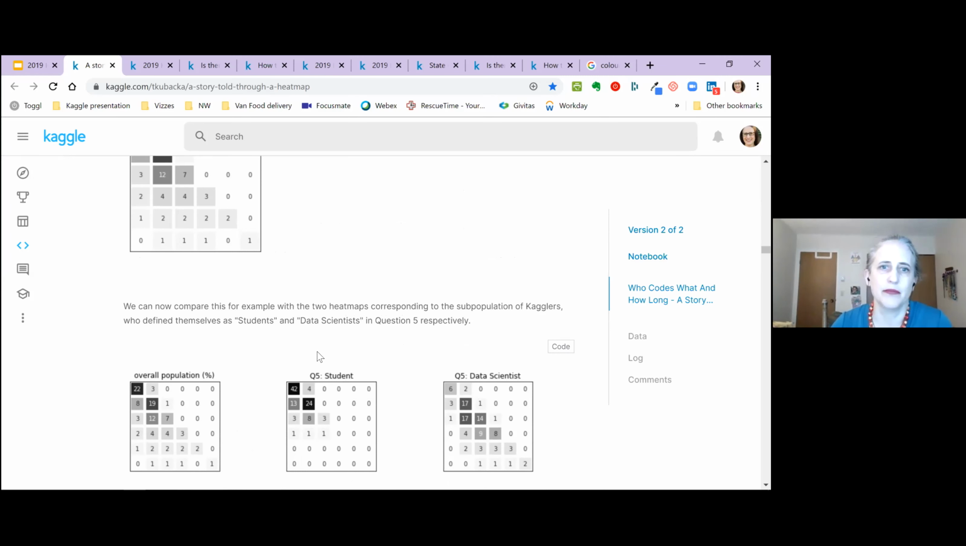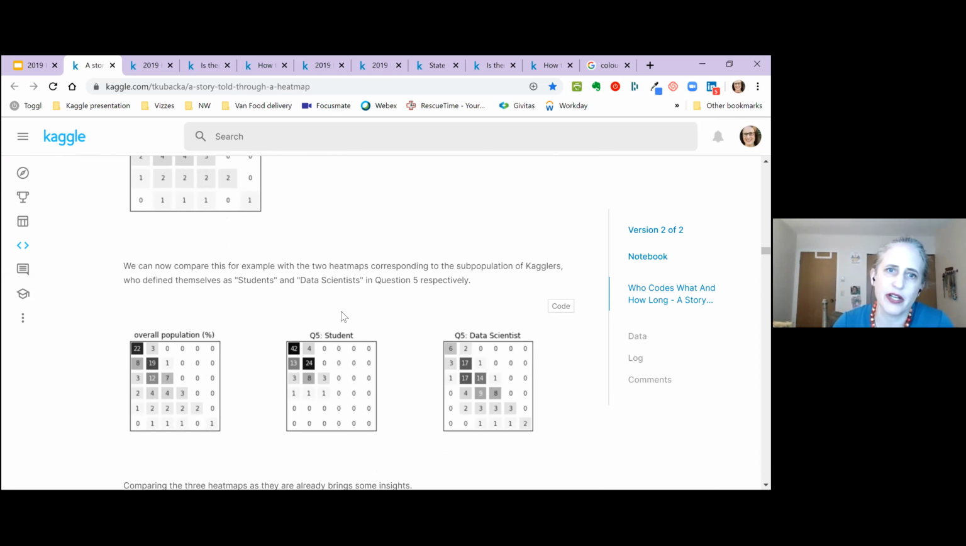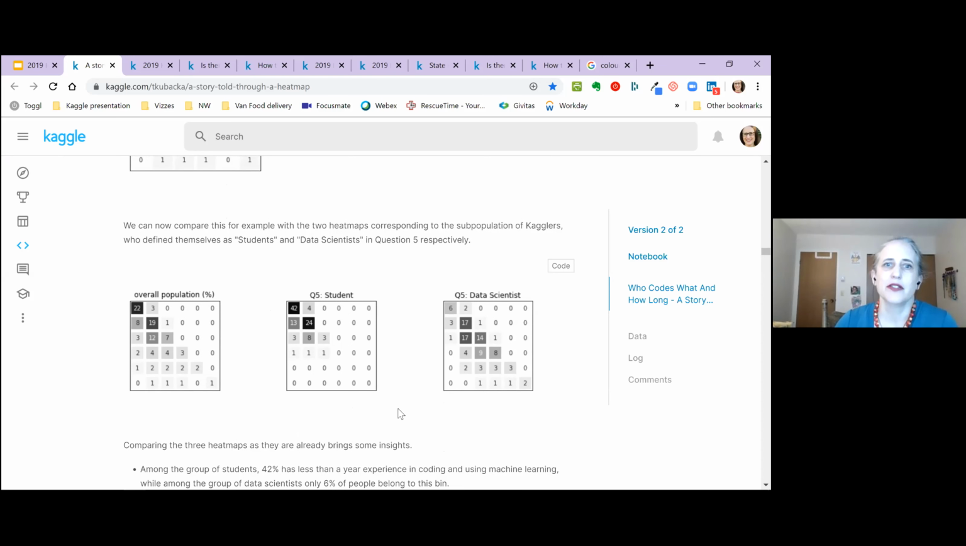So we have the responses to question number 5, which was: what is your current role or most recent role, like job title? She compares students and data scientists. And she then goes on and says, well, to just compare it like that is going to be very tedious. And first of all, we can see that amongst the students, it's up in the top left corner. So few years of experience with either machine learning or coding. And of course, people who are data scientists have more experience.